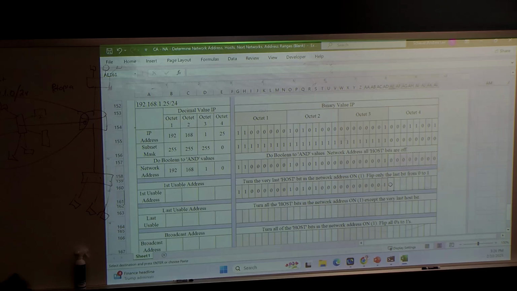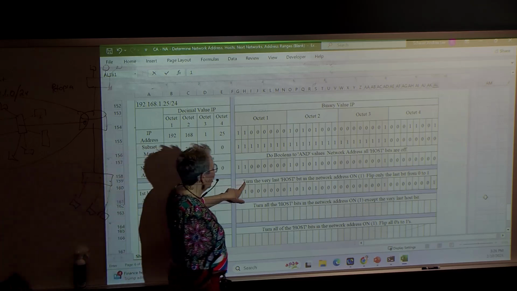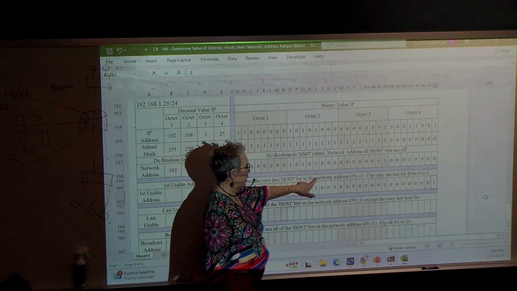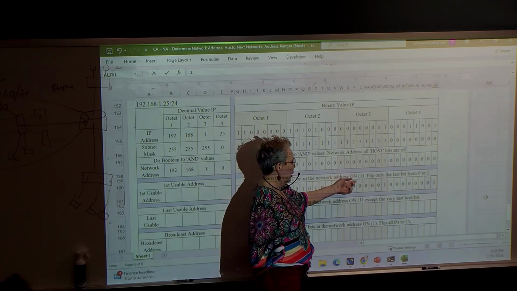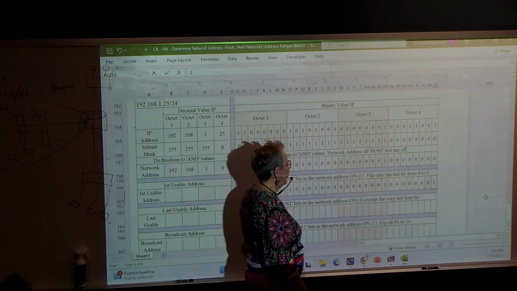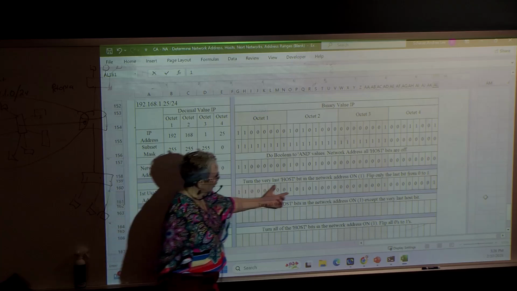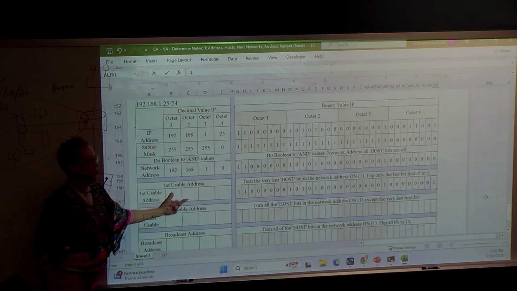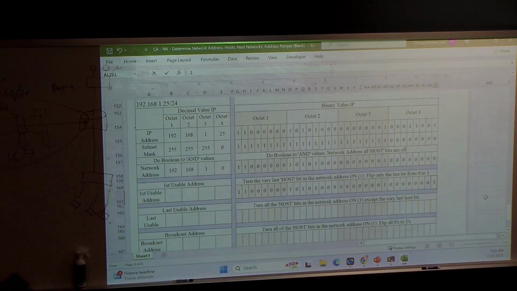I'm going to change the last bit. I'm going to turn it on. If it was off, I'm going to turn it on. Okay? And this will tell you, turn the very last host bit in the network address on. Flip only the last bit. Now I've got it bit out. I can tell what the first usable address would be. So we can fill out this part over here.